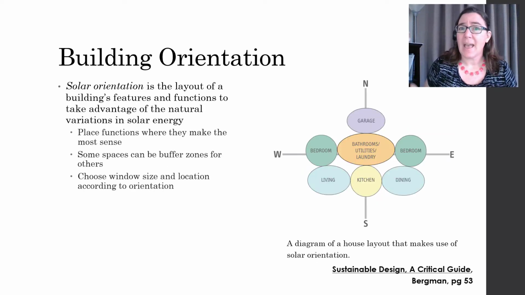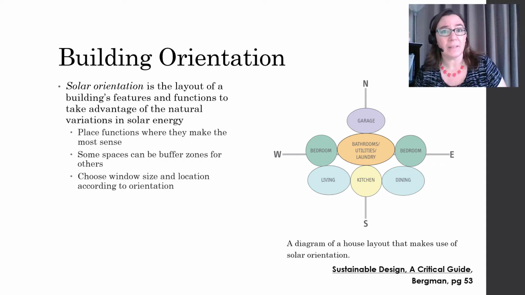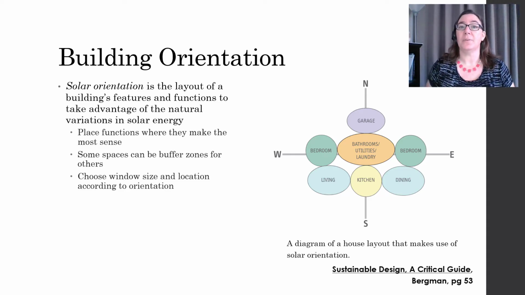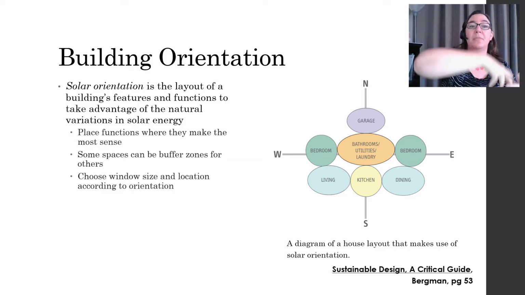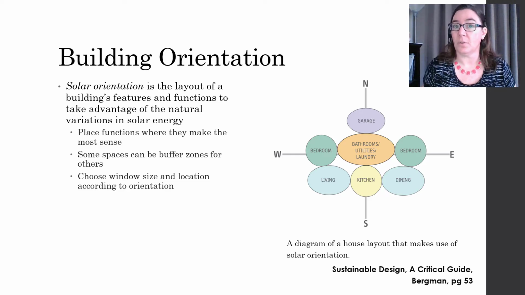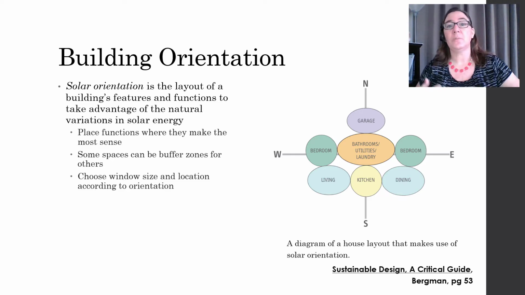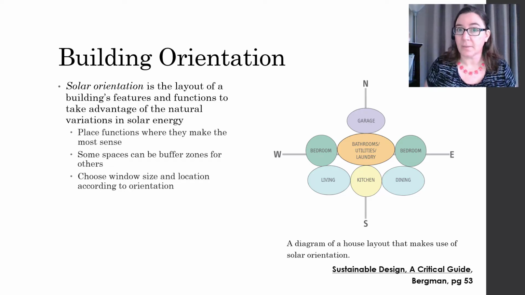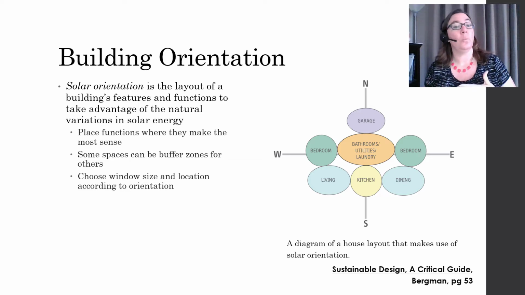Building orientation, how is that a sustainability technique? Well, it turns out that we can organize our building according to the natural variations in solar energy. Right? So what you want to do is place functions where they make the most sense according to the sun's path. It turns out some spaces can actually be buffer zones for others. And as you do this and as you consider your building orientation, also consider window size and location.